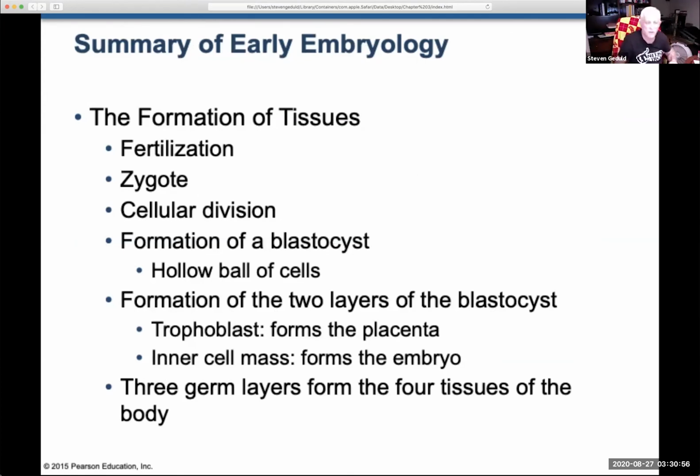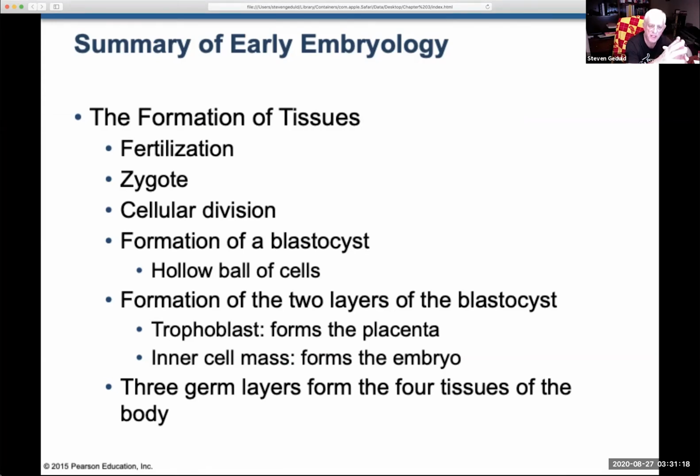You get the formation of tissue. You have fertilization, where the sperm and the egg combine, and you have the zygote, which is the fertilized egg. Then you start cellular division. So that one cell starts to divide and forms every single cell of the human body. You get the formation of what's called a blastocyst, which is a hollow ball of cells. You get formation of 2 layers of blastocyst.